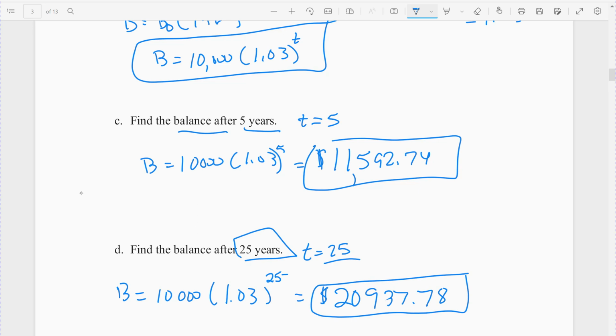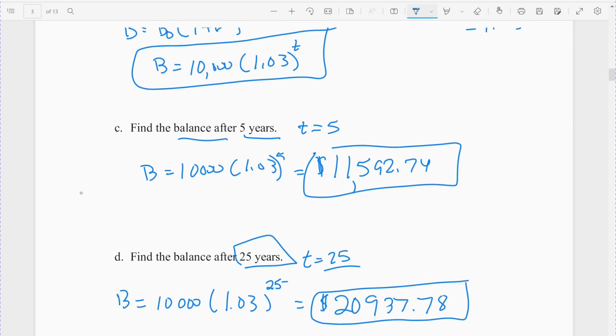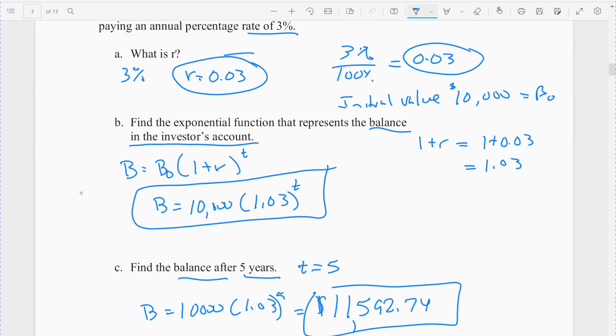All right, so that's the second example of exponential growth. Just make sure, the biggest thing is, make sure you're careful. Make sure you know how to go to the decimal for your R, and then again with the addition here, make sure you add it correctly.